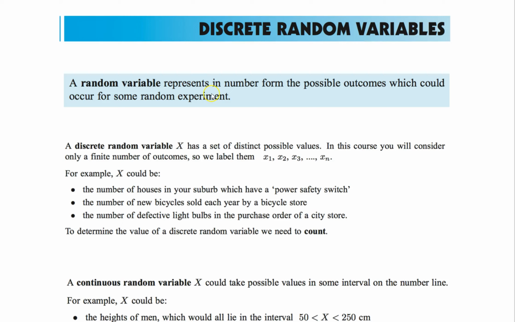Discrete random variables. A random variable is just the outcomes you get when you do some probability, but in number form. So for example, we normally say, what's the probability of rolling a 6 when you roll a die? We're like, oh, it's 1 out of 6. When we do a random variable, it's more like if I roll the die 5 times, how many times could I get 6?